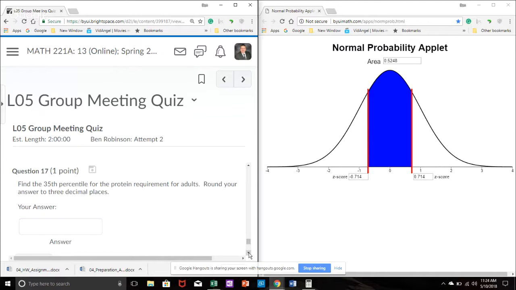Find the 35th percentile for the protein requirement for adults. Round your answer to 3 decimal places. Okay, 35th percentile, it would be 0.3500.